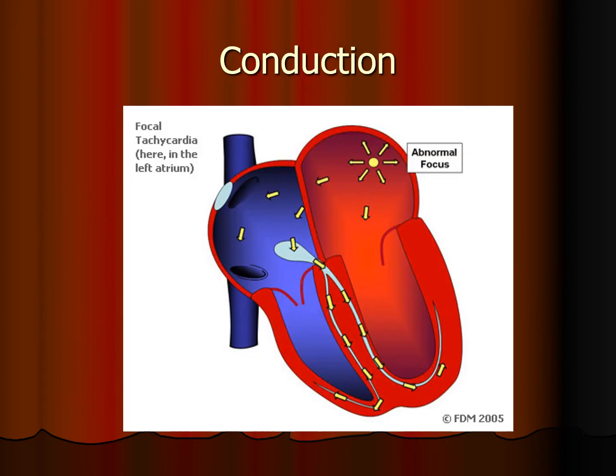So normally things happen over here, but this one got sick, or this one decided to start firing faster or whatever. Remember, automaticity, so they all follow the leader. So whoever starts firing the fastest wins, and in this case, it's not the SA node, okay?